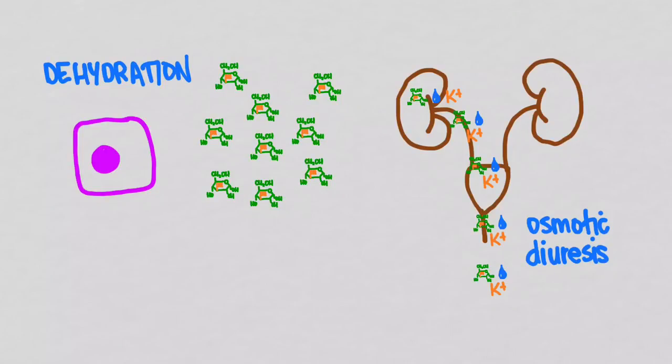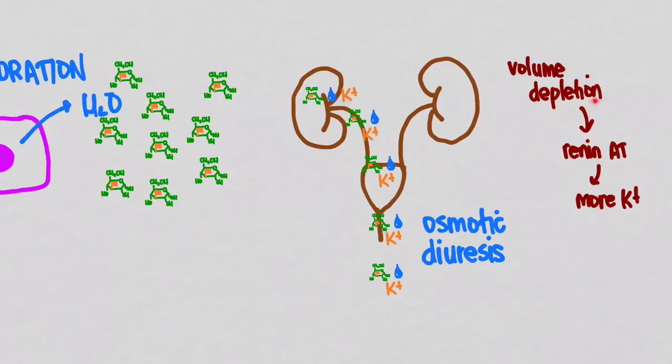So one of the hallmarks of DKA is the dehydration that happens. You have this huge glucose load outside the cell, which acts as an osmotic force that pulls water out of the cells and into the extracellular space. And then that is ultimately lost through the kidneys through an osmotic diuresis, with the glucose coming out, pulling water with it, and even pulling potassium with it as well. And that can create a pretty profound volume depletion. That volume depletion activates the renin-angiotensin system, which leads to even more loss of potassium.